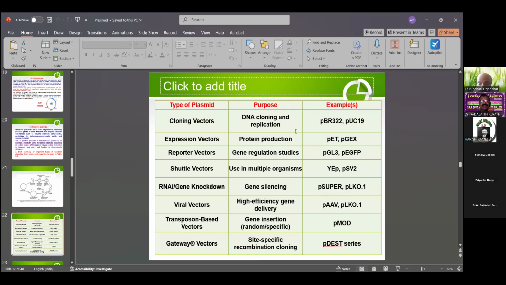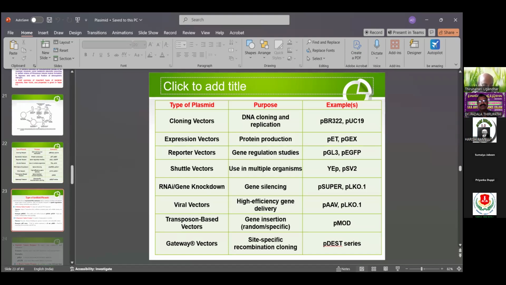Then there is the RNA gene knockdown type of plasmid, which is used for gene silencing. Then viral vectors, with high efficiency of gene delivery. Then transposon-based vectors, for gene insertion, random or specific. There are also gateway vectors. These are several types. Out of these, we study only five types: cloning vectors, expression vectors, reporter vectors, shuttle vectors, gene knockdown vectors, and viral vectors, based on their function. The functions come in the next part.